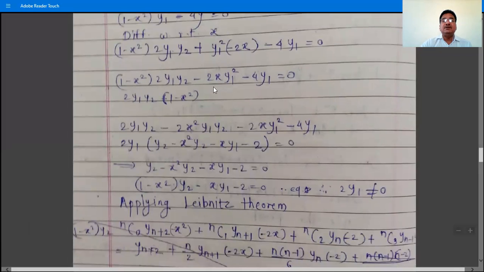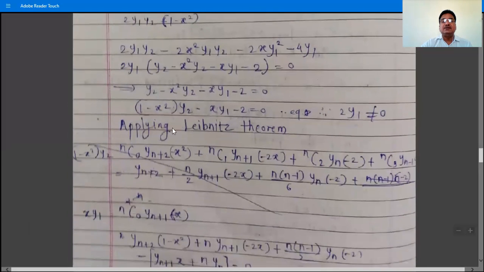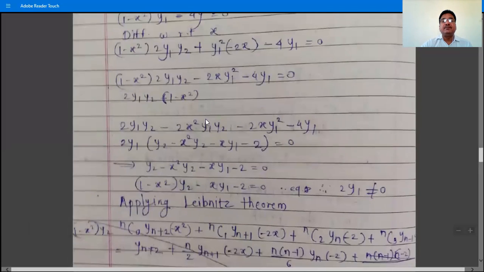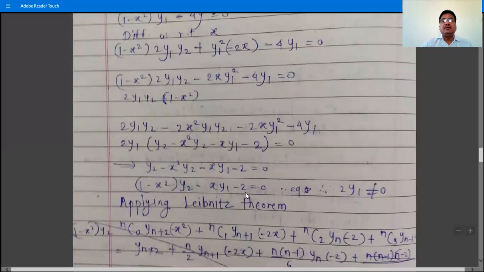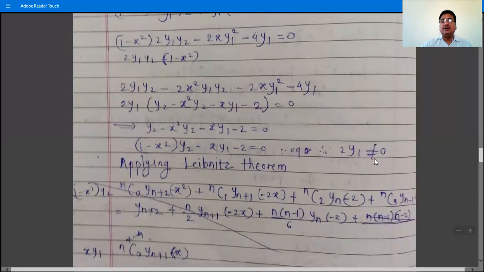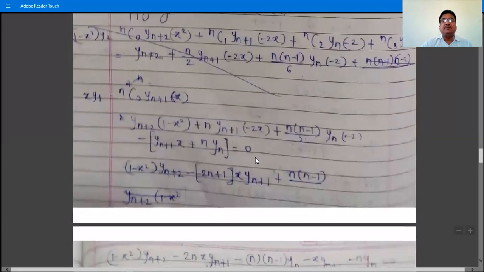Then we have this step, and dividing throughout by 2y1, we have this step: (1 minus x square) y2 minus xy1 minus 2 is equal to 0. So we have this after dividing by 2y1, and then apply the Leibniz theorem.